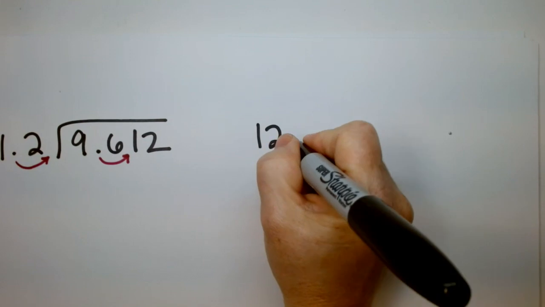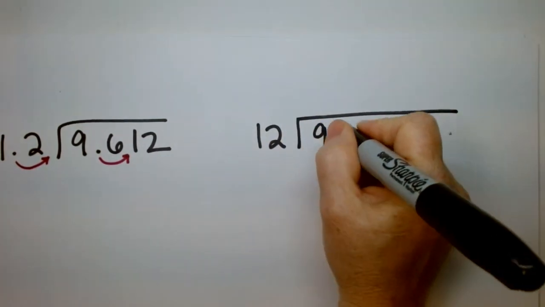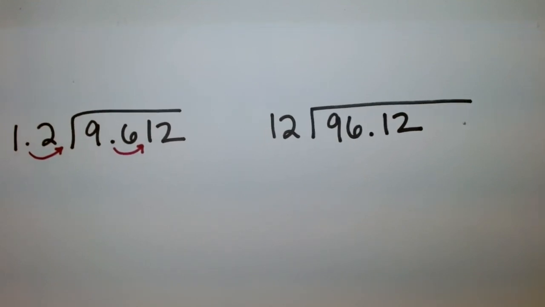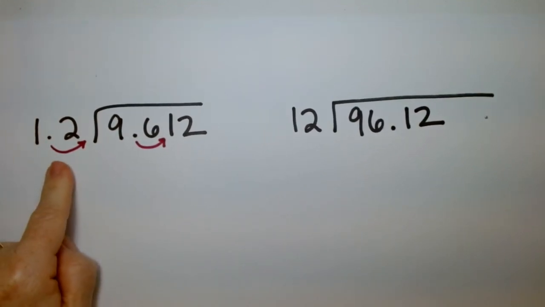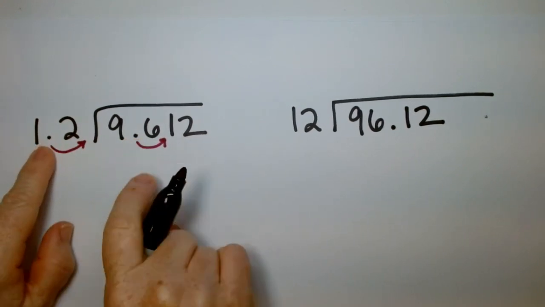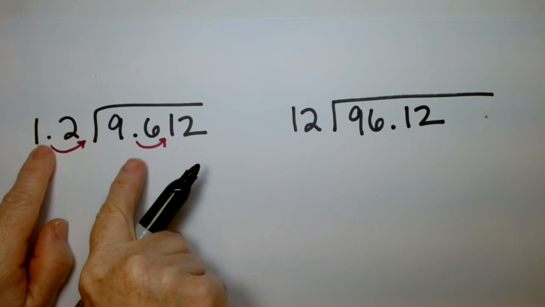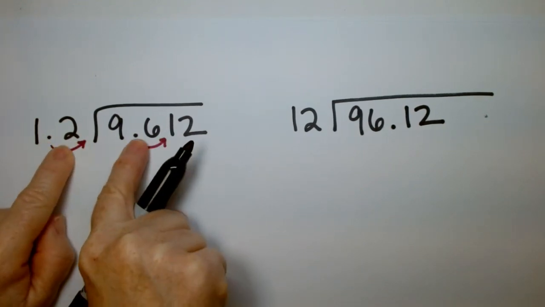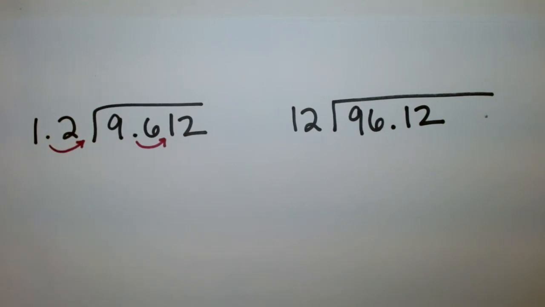So 12 into 96.13.2. This I can do. This one, I don't know this. If this was a 1.3 or a 0.8, I don't know that. So you can move the decimal point, but if you do that, you'll change the problem unless you also change it in here. Okay, so you got to do it in both places.